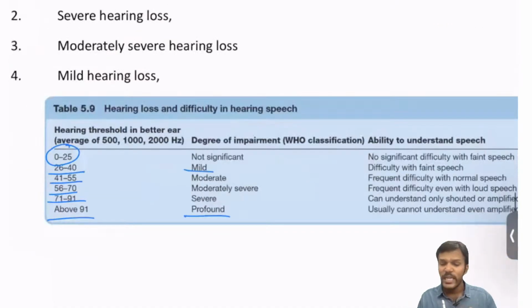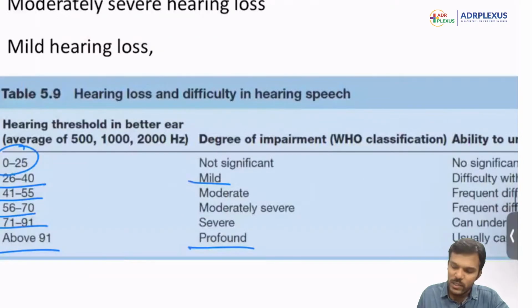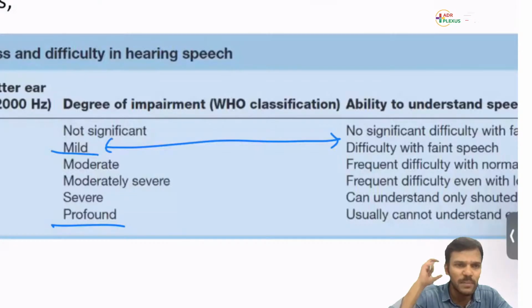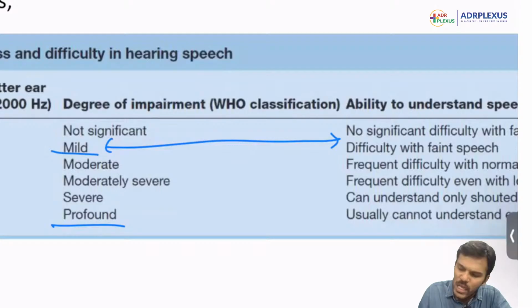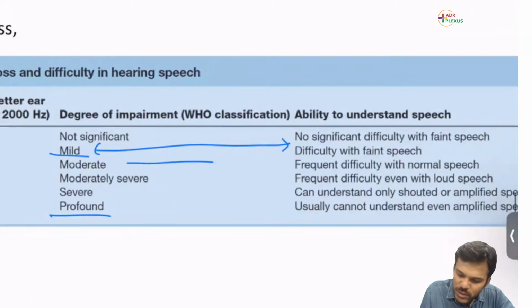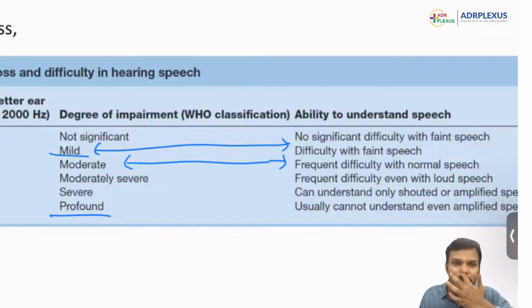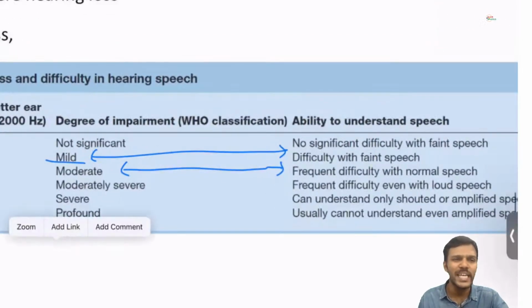Now, we are equating this with normal practical usage in conversations. See, what is equal to mild? Difficulty with faint speech. Your friend is whispering something in your ear and you are not able to hear that. You may have mild hearing loss, for example due to serous otitis media. Frequent difficulty with normal speech: your mother or father in the 50 to 60 age group, who deny that they have hearing loss, could fall into this category, moderate hearing loss. You say something normally and it is not understood.